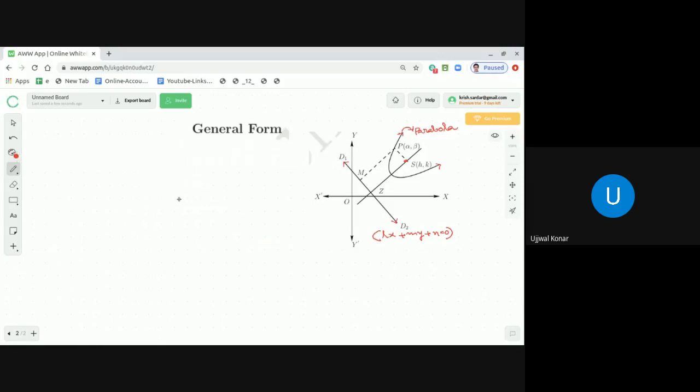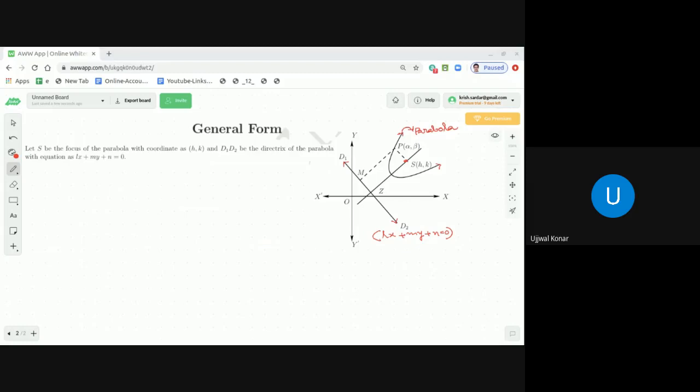Okay, as you see, let S be the focus of the parabola with coordinates h comma k, and d1 d2 is the directrix of the parabola with equation lx plus my plus n equal to 0. Then, dear students, let's take the point P. P is any arbitrary point, because the point P is varying, right? So P is an arbitrary point with coordinates alpha comma beta. Its alpha beta is changing.